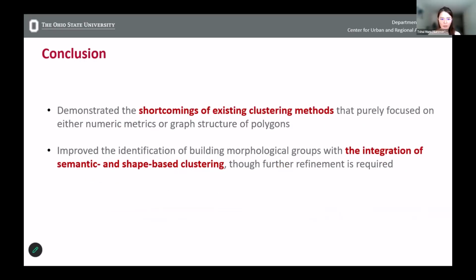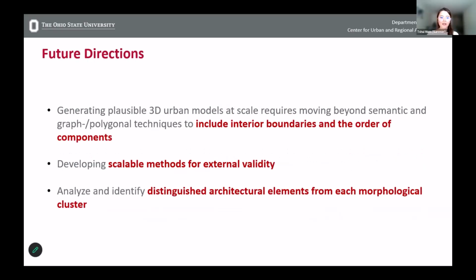So to conclude, we demonstrated some limitations from the existing clustering methods, especially for our case when we try to do 3D modeling. We cannot just cluster them based on any numerical measures or any shape-based method. And we also showed that by integrating semantic attributes into the shape-based method, we were able to improve the identification of building morphological clusters. Next, please.